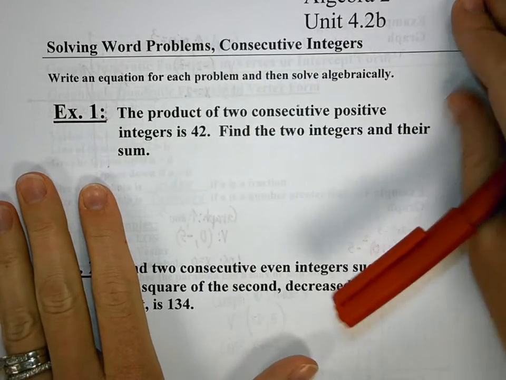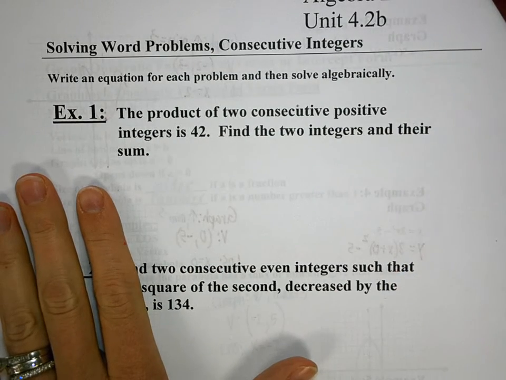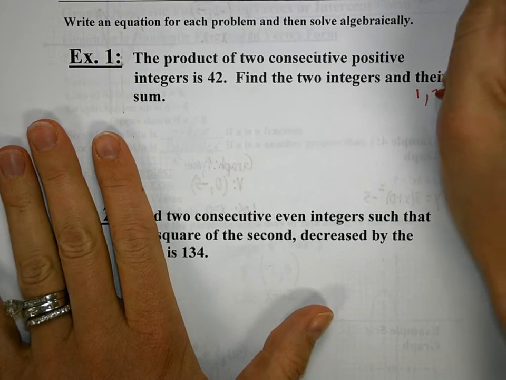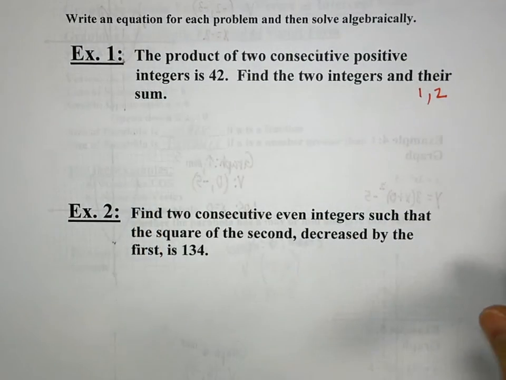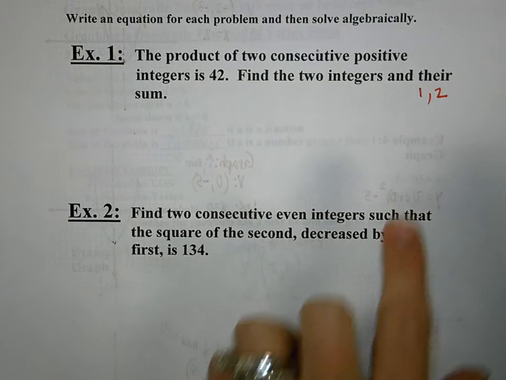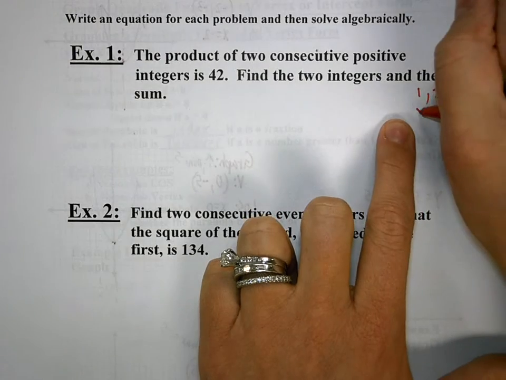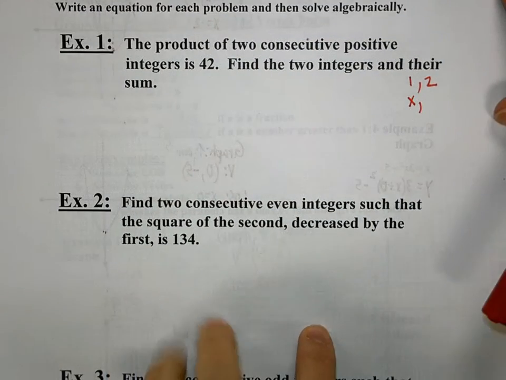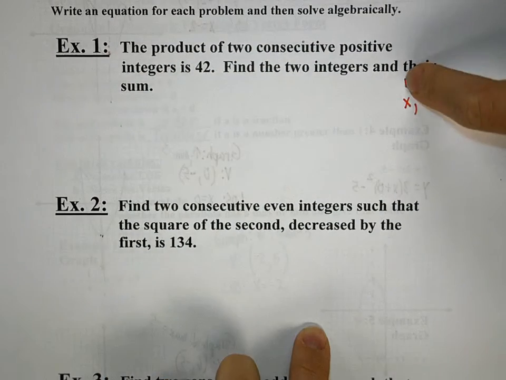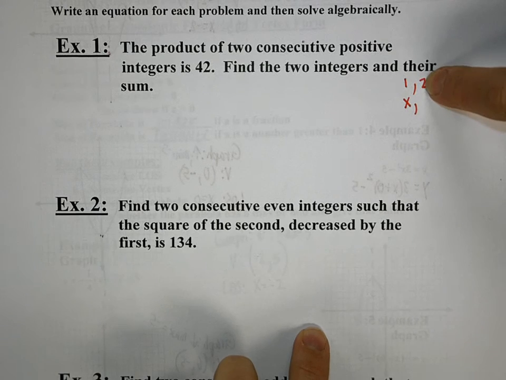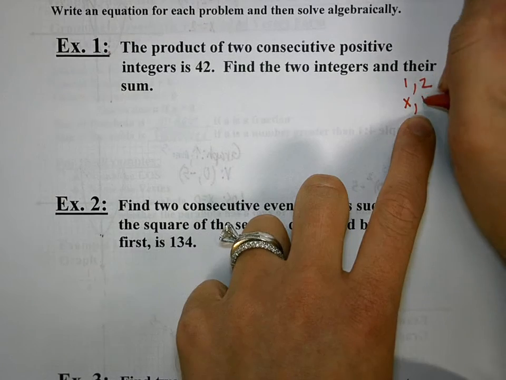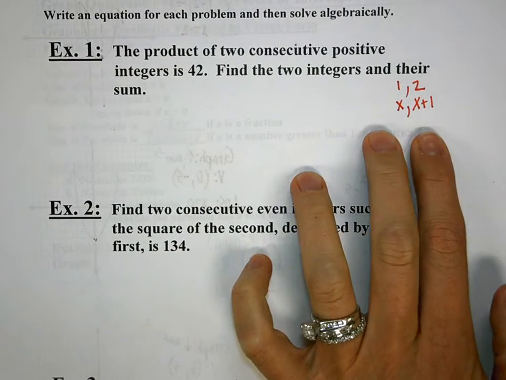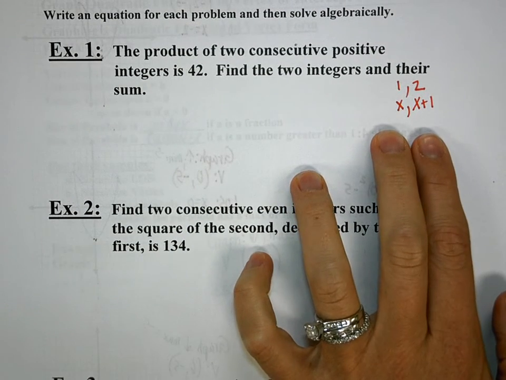What I always like to do is give myself an example. So two consecutive positive integers would be like the numbers 1 and 2. Would you guys agree with that? So your first number is always going to be your x. And your second number, what would I do to 1 to get to 2? Good. So 2 is going to be x plus 1. So these are my two generic consecutive integers.